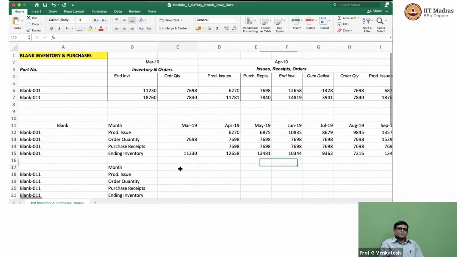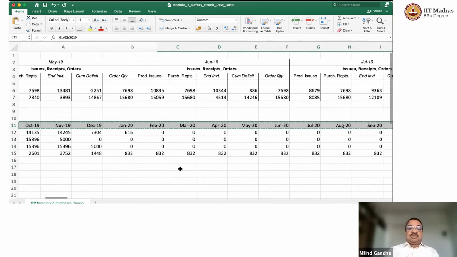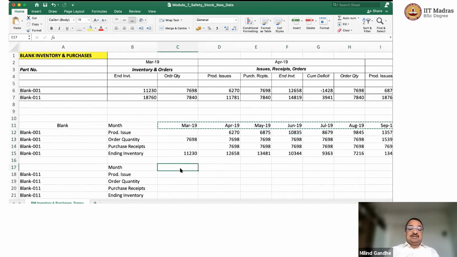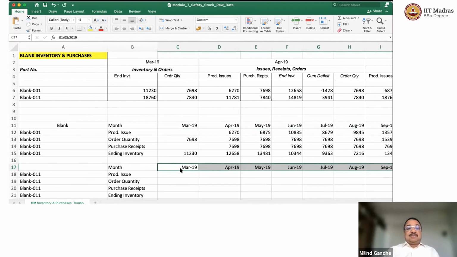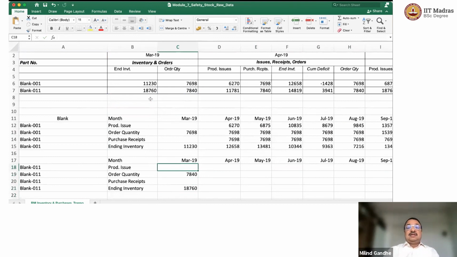Let's also do the same thing for the other one. We can say the order quantity was 7840 in March, and the ending inventory was 18760. Now, just to save time, I will cut this and change the reference.